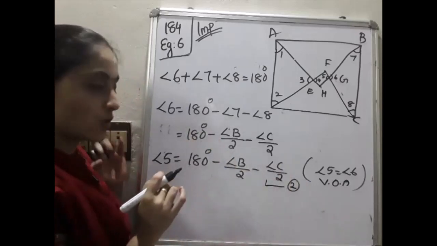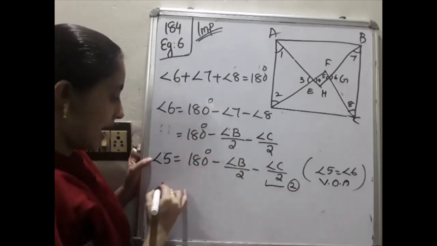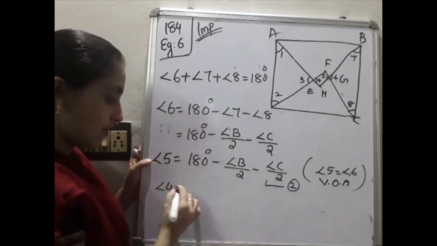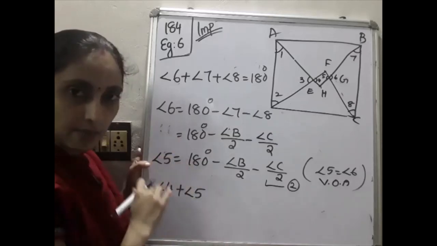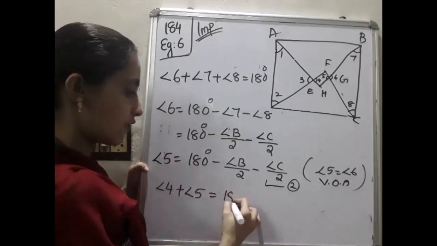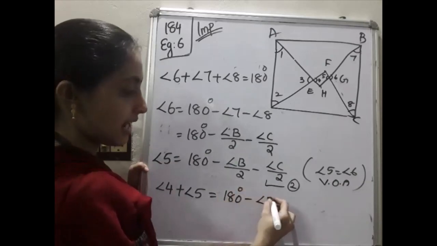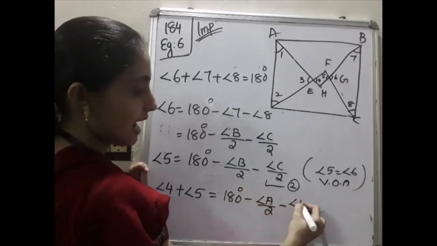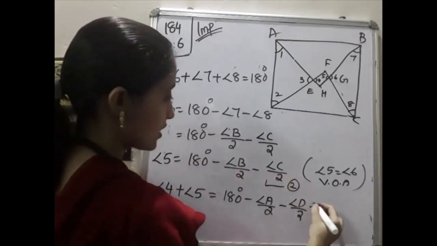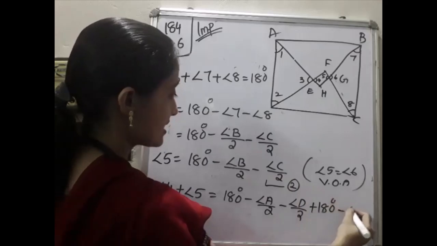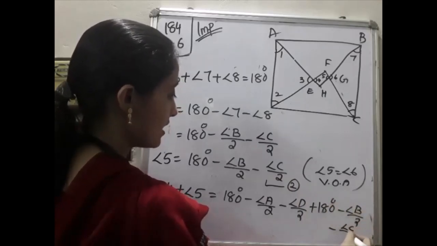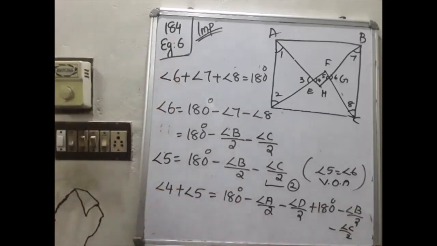And now just add those two equations. What is equation number 1? Angle 4 is equal to this. And angle 5 is equal to that. So we have to add the LHS separately and the RHS separately. So angle 4 plus angle 5 is equal to, what is angle 4? 180 degrees minus angle A by 2 minus angle D by 2. Then what is equation number 2? This one. So plus 180 degrees minus angle B by 2 minus angle C by 2. So please write down these things.